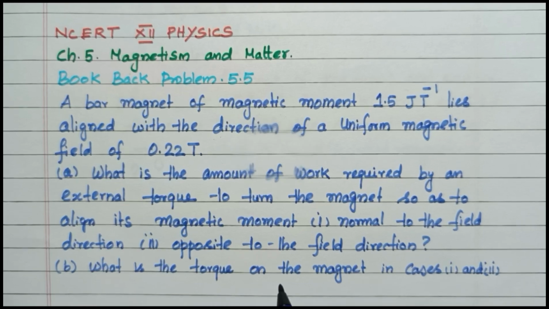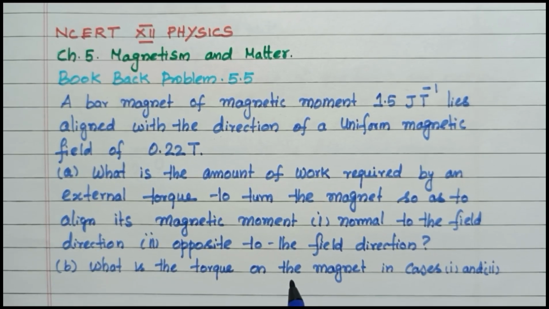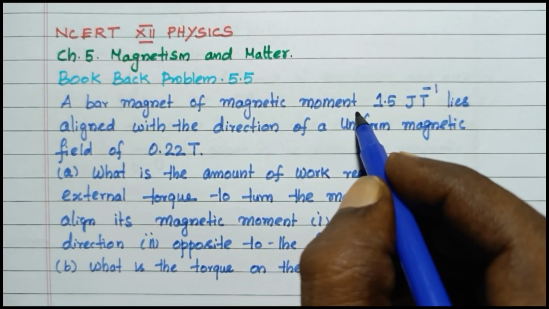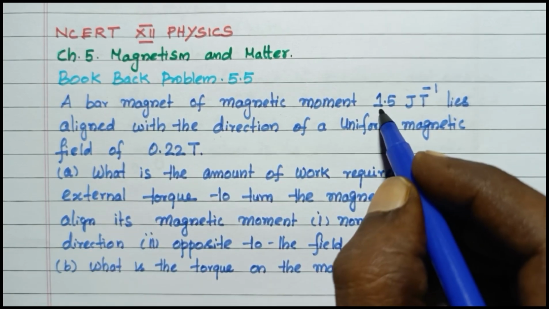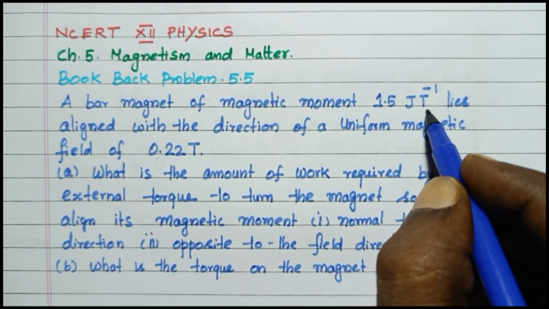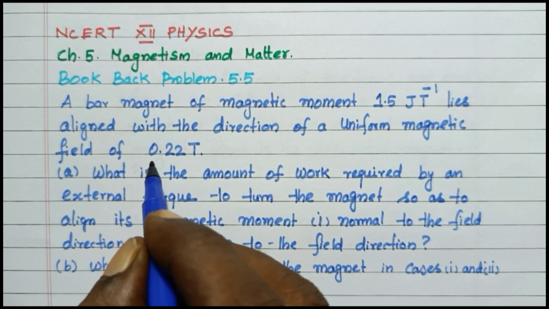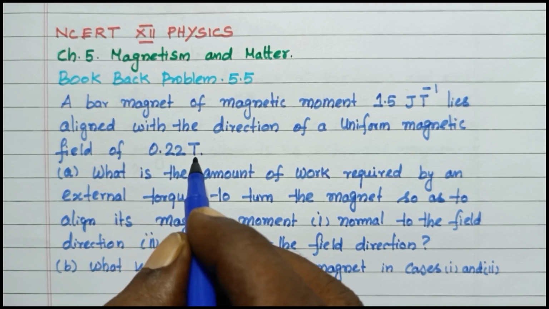This is the given problem. Let us see what are the numerical data given in this problem. Magnetic moment of the bar magnet is given, which is 1.5 Joule per Tesla. Magnetic field is given, which is 0.22 Tesla.